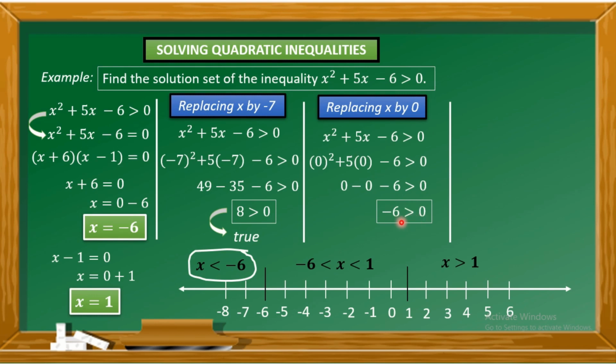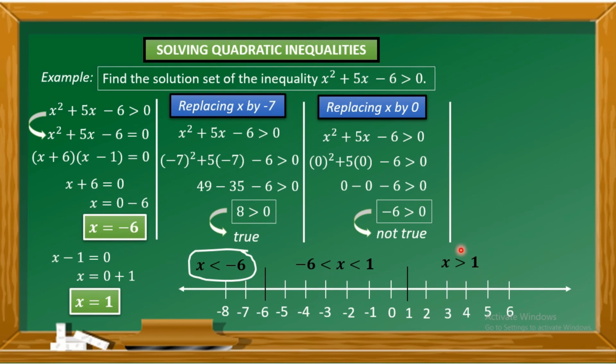Now, let's check if it is true or not. Negative 6 is greater than 0? Absolutely no. This is not true. Negative 6 is less than 0. So, since we replaced x by 0 and the result is not true, it means that the numbers in this part are not part of the solution.